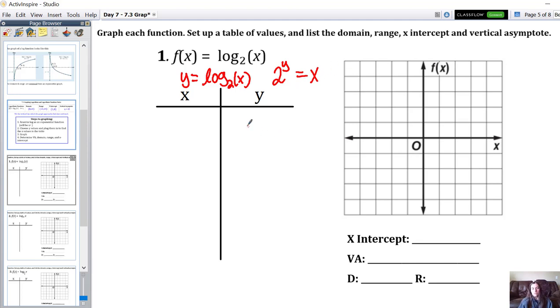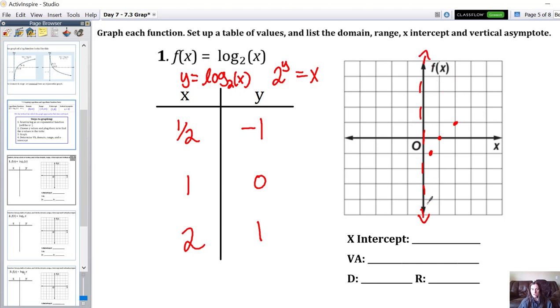So the y values that I'm going to choose are going to be -1, 0, and 1, just so I know what's happening on both sides of my axis. So if we have 2 to the -1, that's 1/2. 2 to the 0 is 1. 2 to the 1 is 2. When we plot these, we have an x value of 1/2, and we go down 1. Then we have (1, 0), and (2, 1). We're always going to be using, in these situations, the y-axis as our vertical asymptote. That's at x equal to 0.